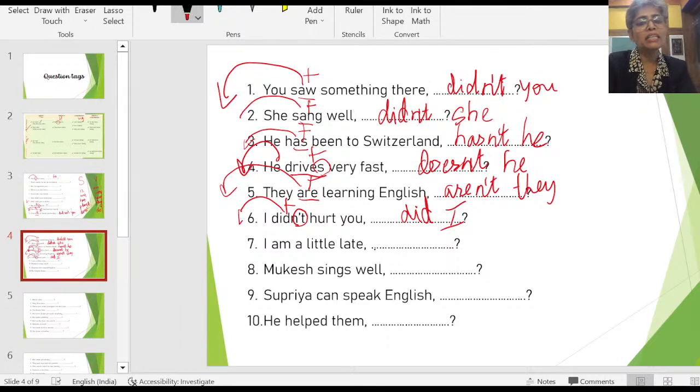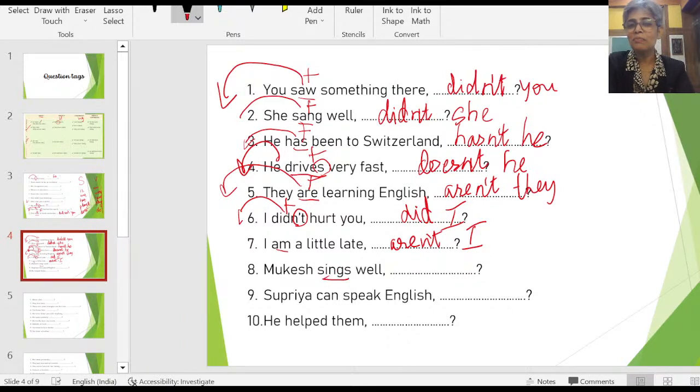Okay, I'm a little late. So I just told you, if I say ain't I, that's the American version of grammar. So we don't use ain't I, we say aren't I. Okay, this is an abbreviation. So we will say aren't. Are not I. So it becomes aren't. The contraction of are not is aren't. Aren't I. Okay, so Mukesh sings well.